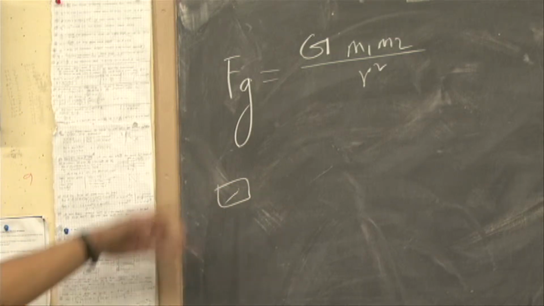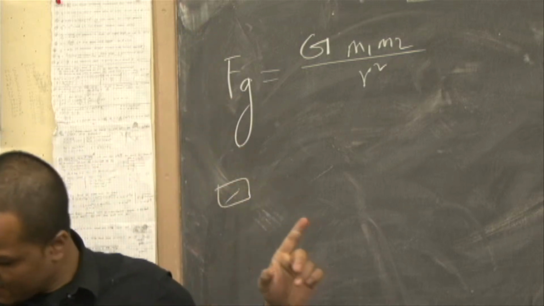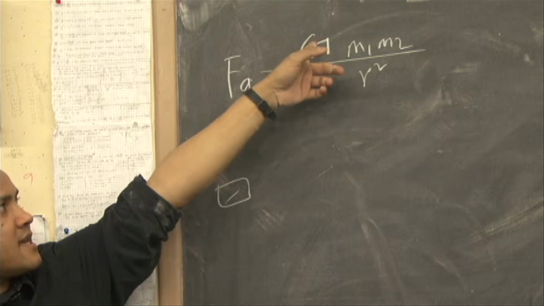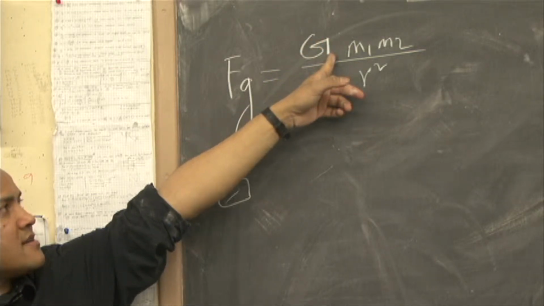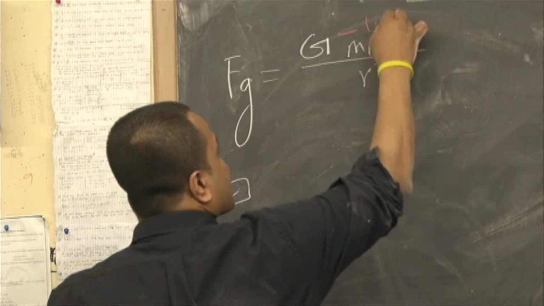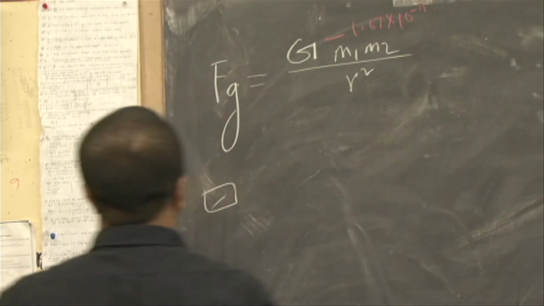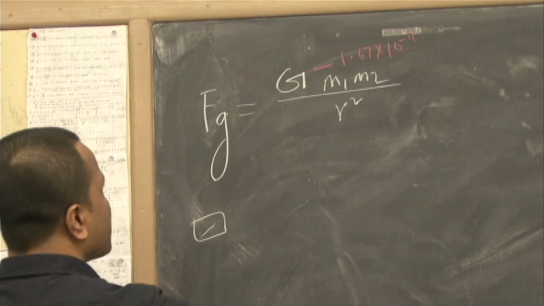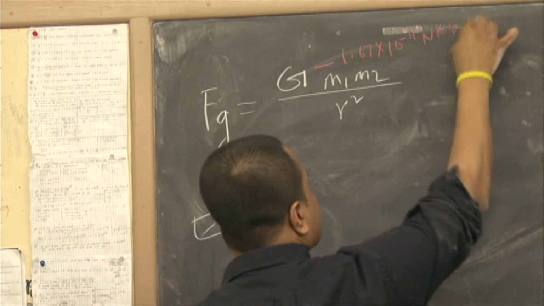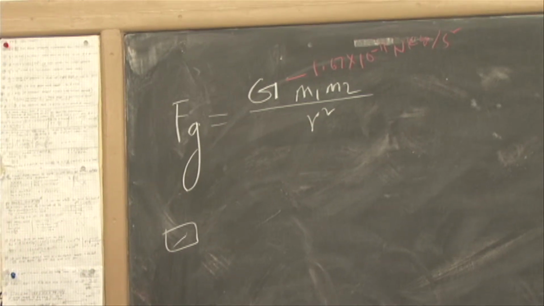What does the formula tell us? The formula tells us that the force due to gravity is equal to G. G is the gravitational constant, which is 6.67 times 10 to the negative 11, I guess Newton meter square per kg square. Right.